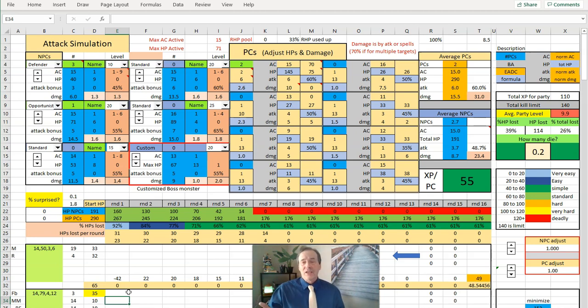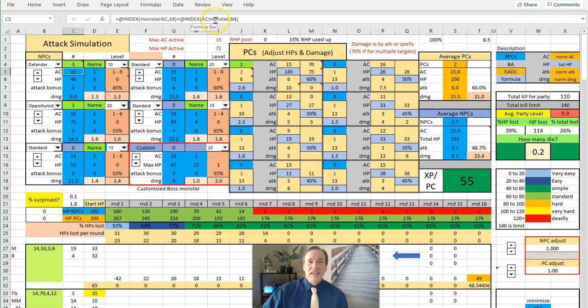So that's what I've done over the years, to tweak these equations so that the simulations by Excel really match the simulations by hand. Let me go up here and just start letting you see some of the equations. If you look at the AC, this equation for the AC of the NPC, you'll see that it's indexing monster AC from the level.